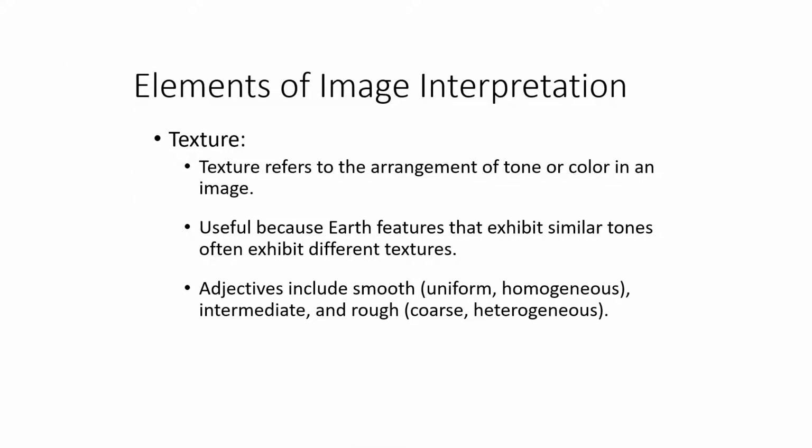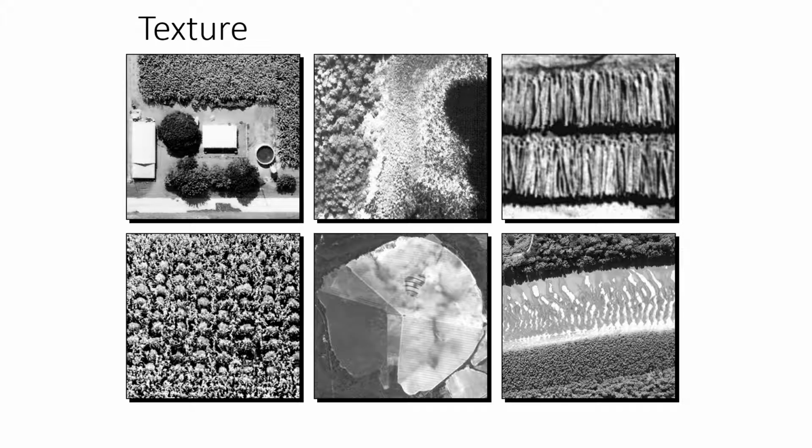Another thing we look at is texture. This is the arrangement of tone and color in an image. This is important because Earth features that exhibit similar tones often exhibit different textures, and so we can use this to help figure out what's what. The typical adjectives we use with texture are things like smooth, which means it's sort of uniform, intermediate, or rough. So here we have some different textures in the imagery.